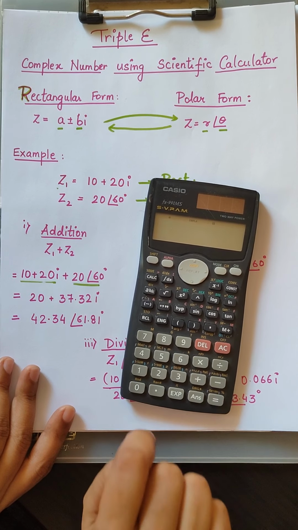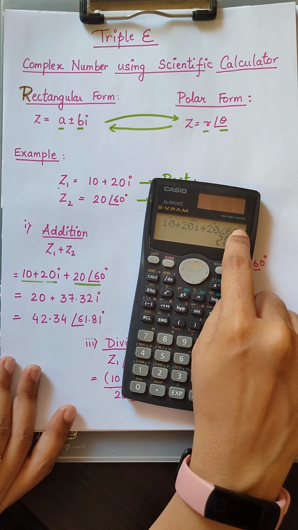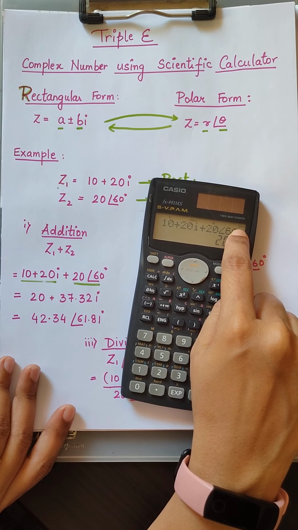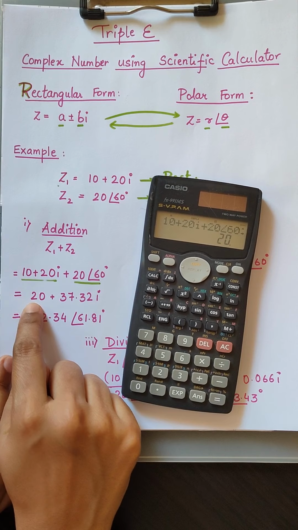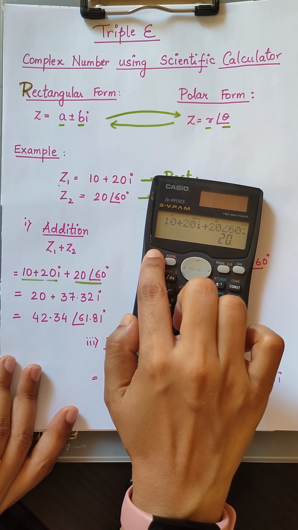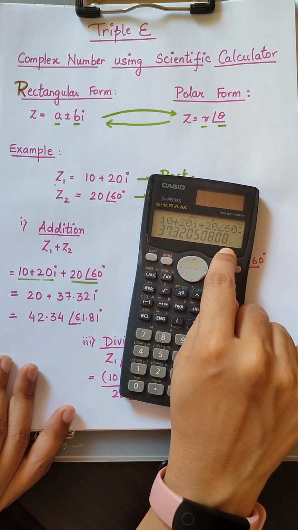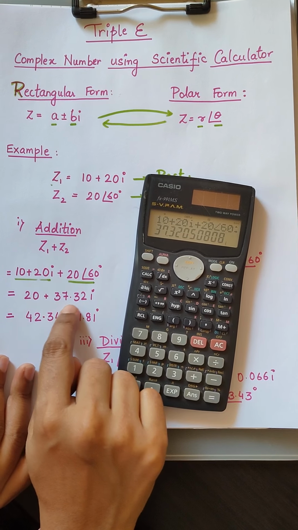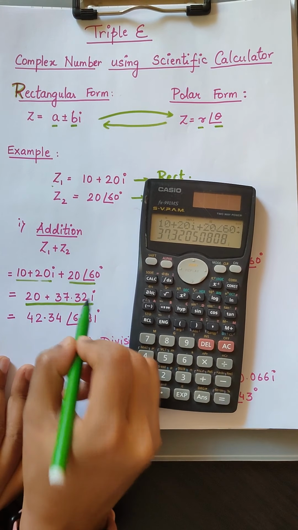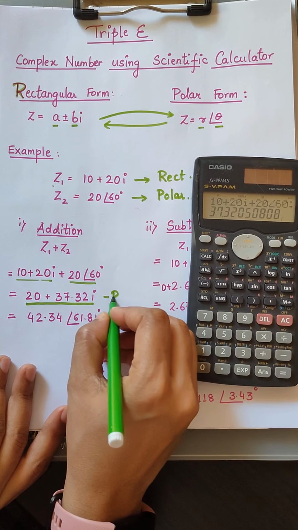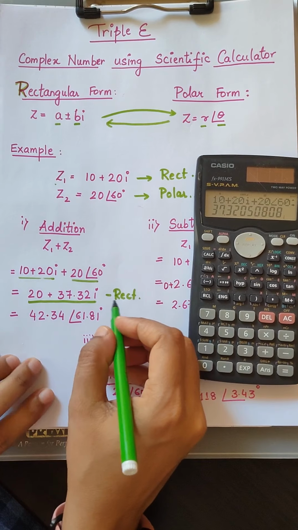And if you press equals, what we can see here, the first number on the right corner is the real part. So this is the real part, which is 20. How to see the imaginary part of it? So press shift equals. So now this is the imaginary part where you can see the symbol of i, which is 37.32i. Now this is which form? This form is basically the rectangular form. Correct?